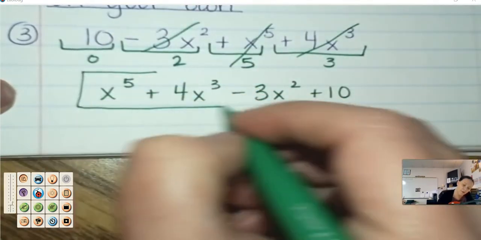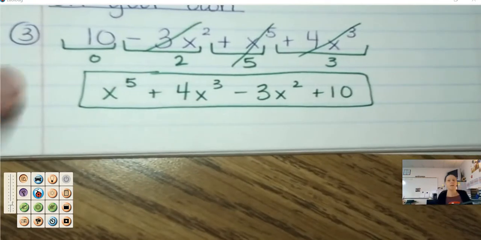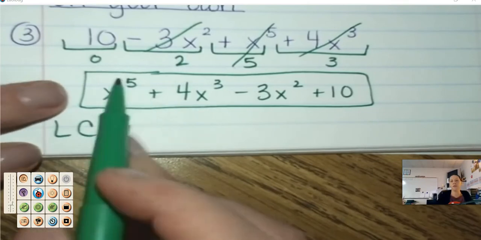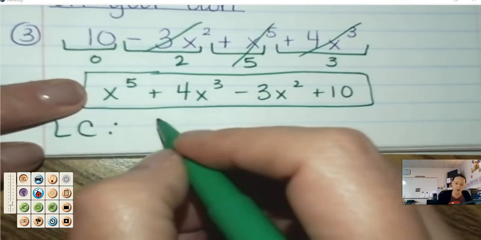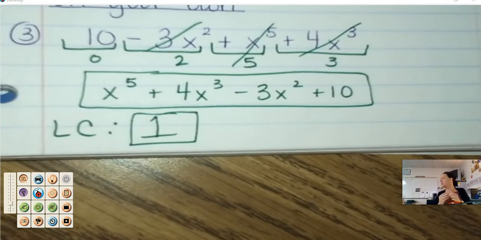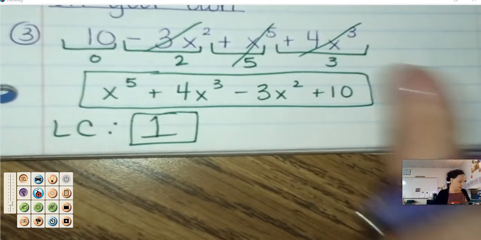Okay, in standard form, x to the 5th power plus 4x cubed minus 3x squared plus 10. And then the leading coefficient, the number in front, there's really a 1 there. Leading coefficient is 1. Questions on that one? Okay, here's the next one. You can do it with your friends.